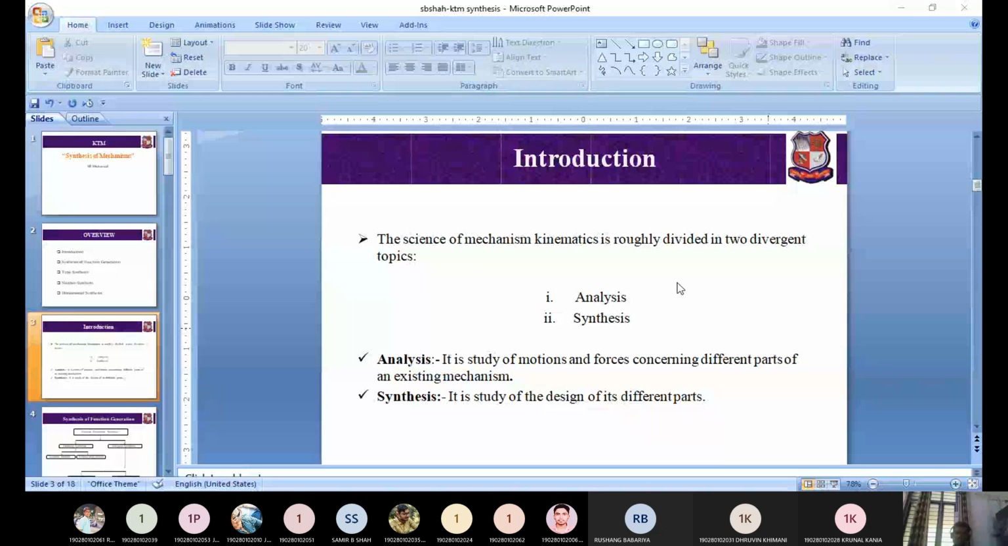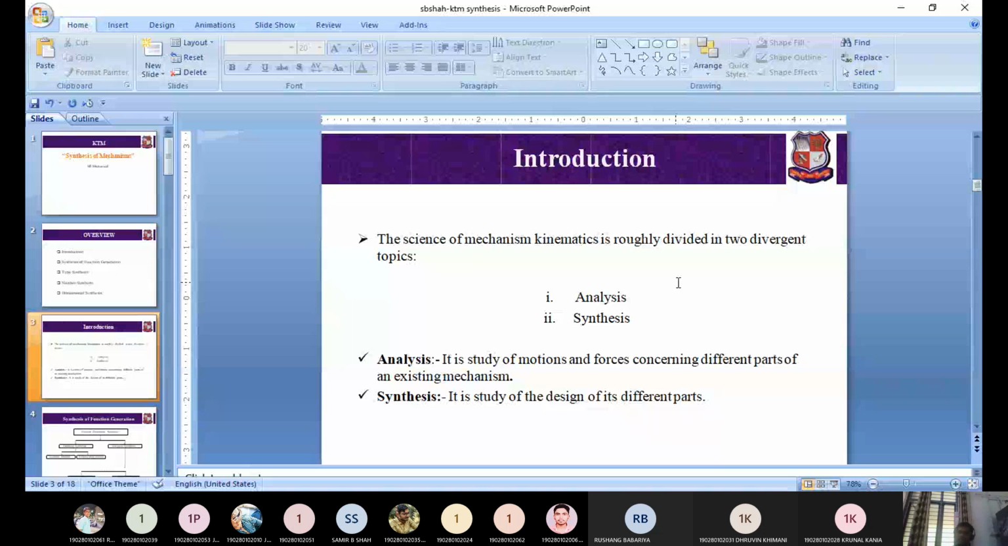Analysis is the study of motion and forces concerning different parts of an existing mechanism. Suppose we have one mechanism, another mechanism, one more mechanism. If we want to find with which kind of motion it works, which kind of forces are applied on it, and due to that which kind of movement we are getting, then it is called analysis. And synthesis is the study of the design of its different parts.